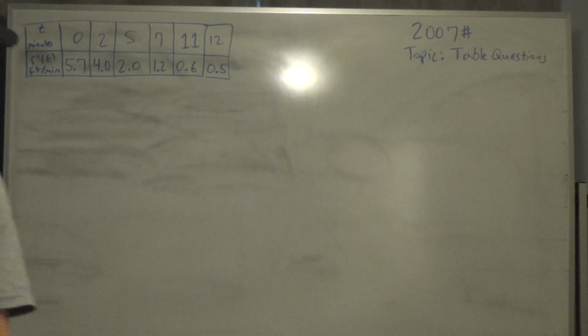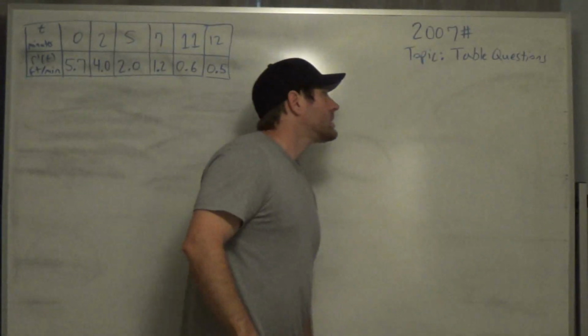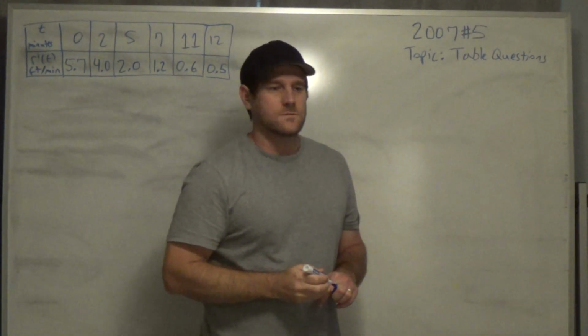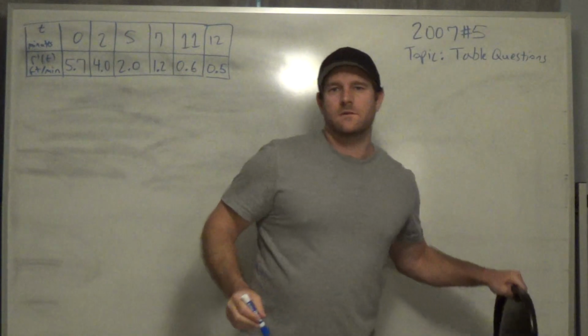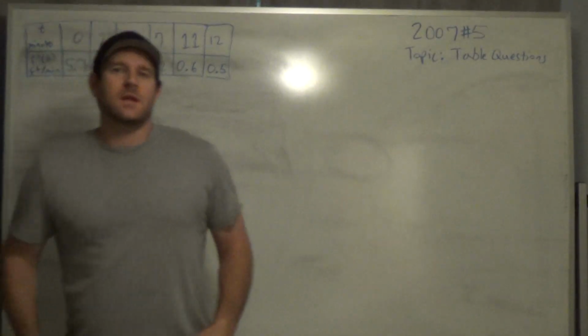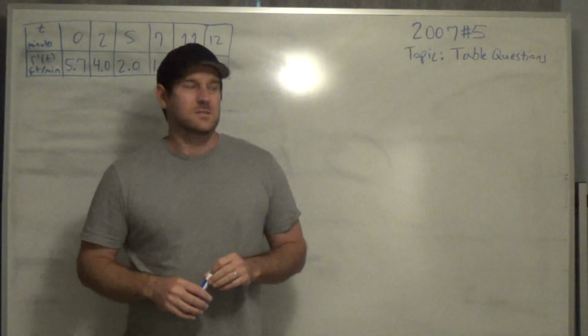Hi AB Calculus students, this is 2007 question number 5, and this is a table question. Later on this week you're going to be given the opportunity to take a quiz, and the quiz is going to have 3 different types of free response questions.